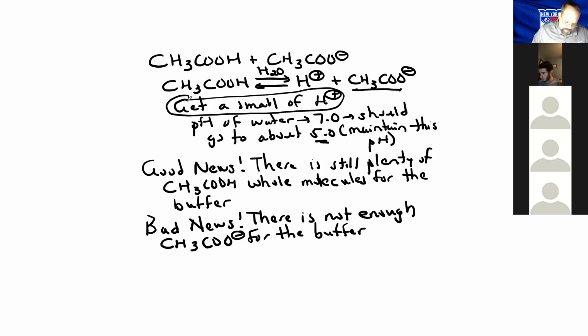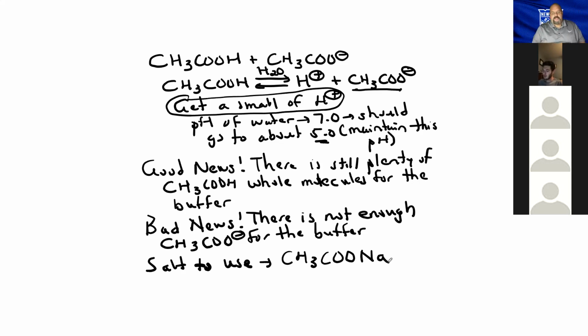So here, one salt to use would be sodium acetate, which has the chemical formula CH3COONa. So the next thing that I would do is add the sodium acetate to water. Now let's take a look at the equation for what happens when I do that.